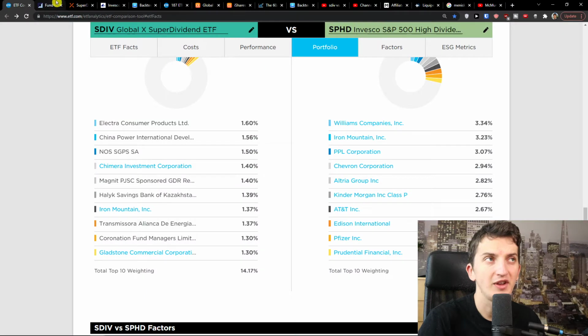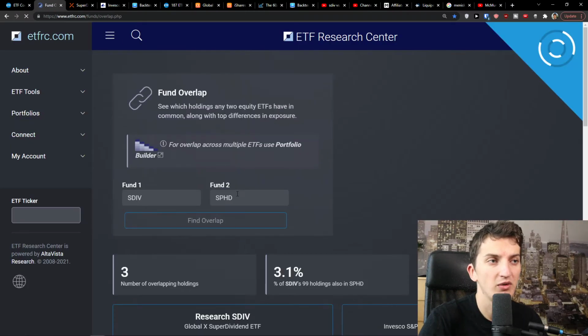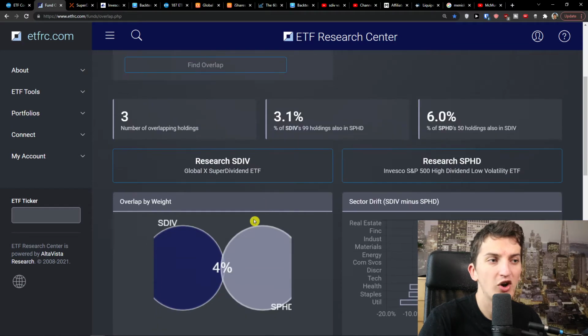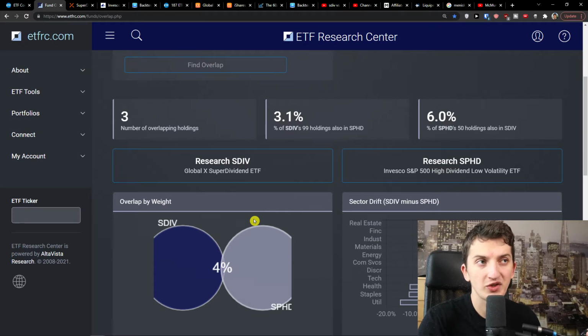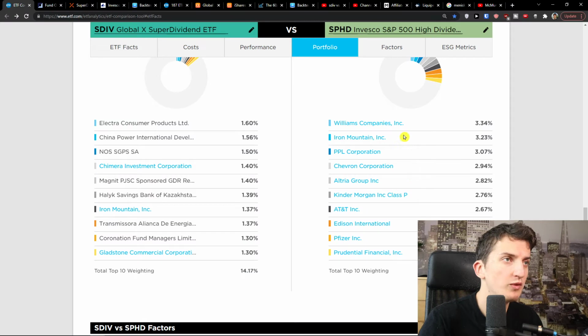Now let's analyze how much they are overlapping. SDIV with SPHD, find overlap, and we see that they are overlapping by only 4%. That's not much. Only 3% of SDIV's 99 holdings are also in SPHD, and only 6% of SPHD's 50 holdings are also in SDIV. So when we go further, we see those companies.